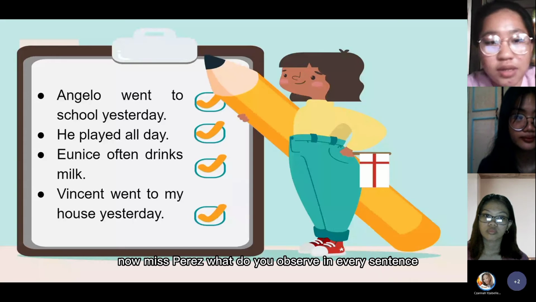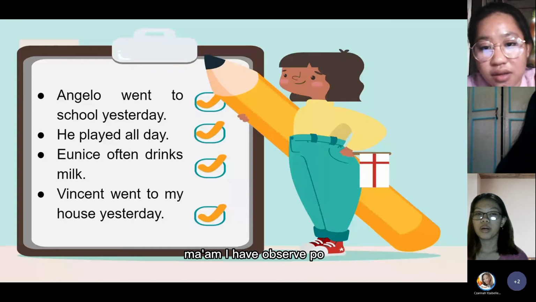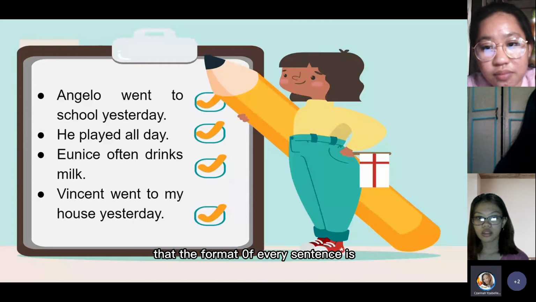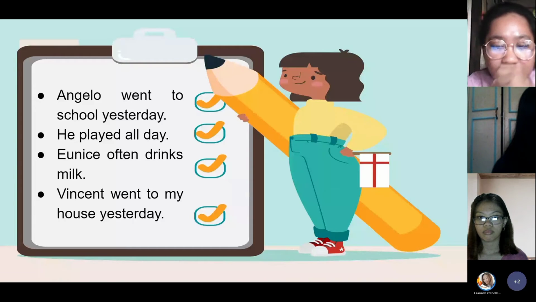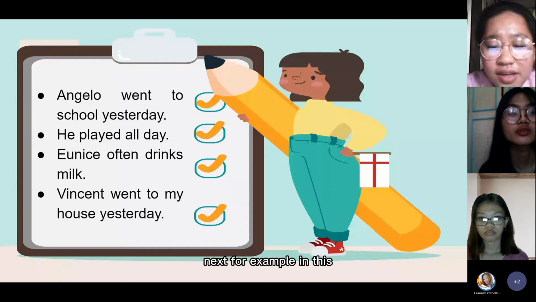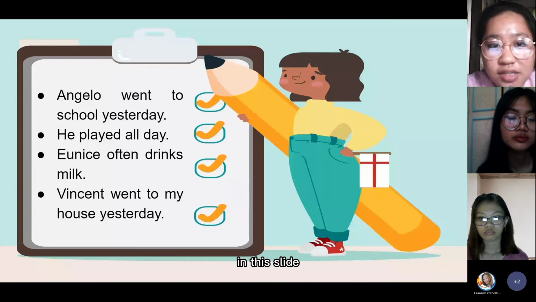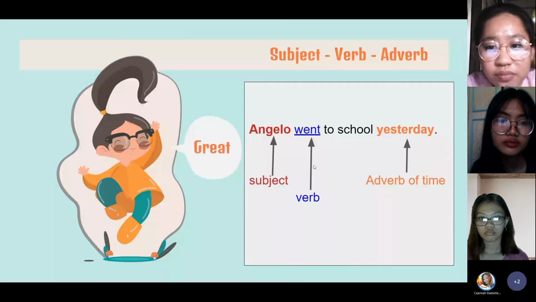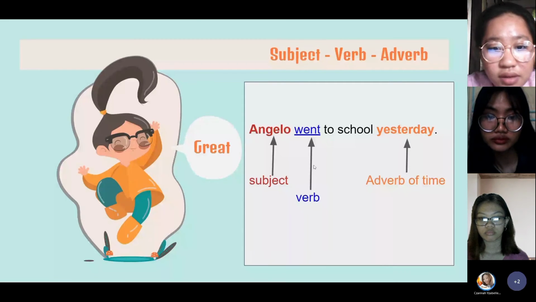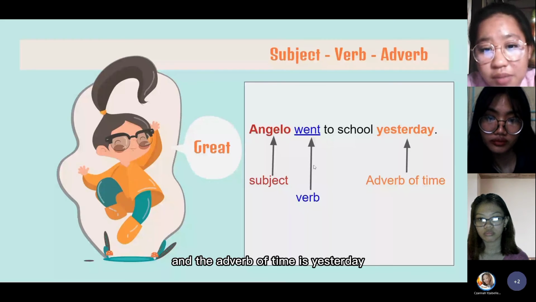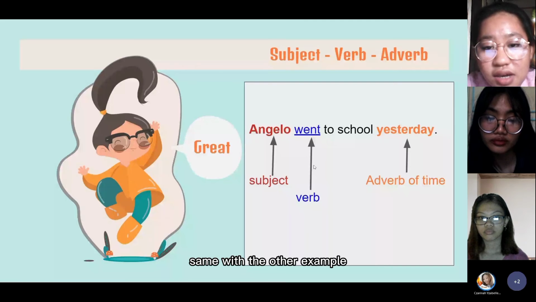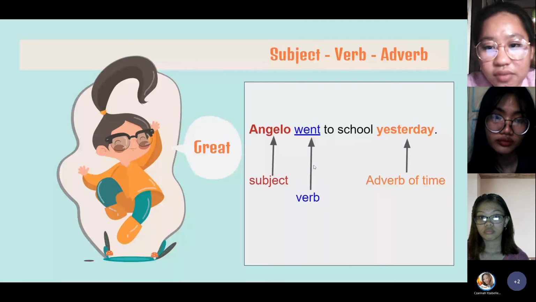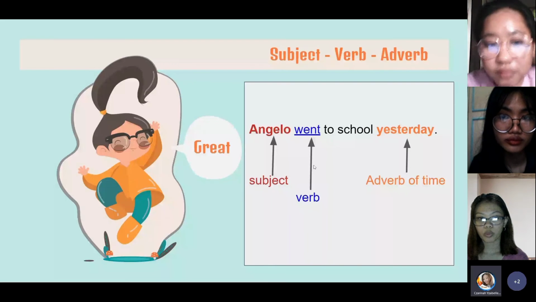Now Miss Perez, what do you observe in every sentence? Ma'am, I have observed the format of the subject is a... That's right. For example, in this slide, the subject is Angelo, the verb is went, and the adverb of time is yesterday. Same with the other examples. Do you understand? Yes, po, ma'am.